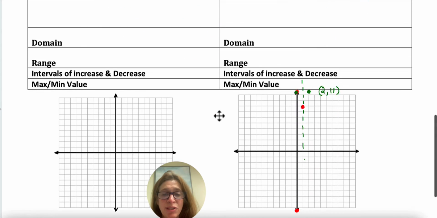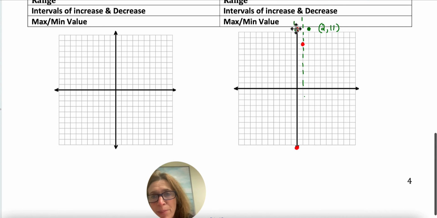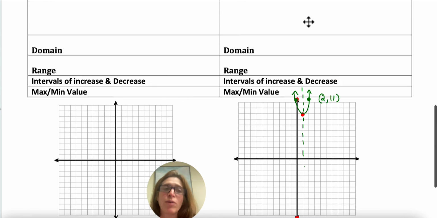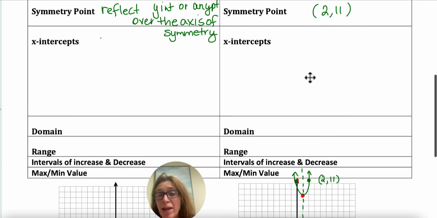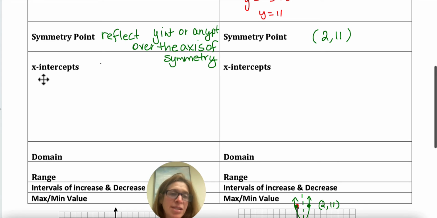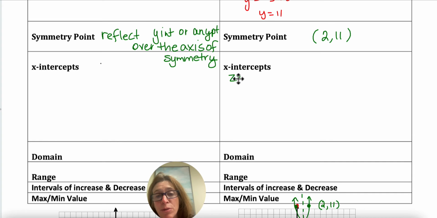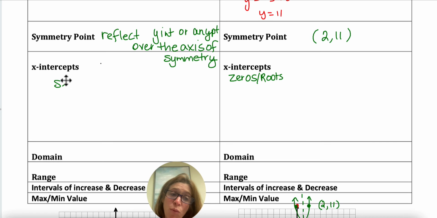Okay. X-intercepts. Well, I think we can see this opens up and it's opening like this. So therefore, we have to really be careful and see there's no x-intercepts. So in this case, we want to think, though, there could be zeros or roots. So how would we find those? So we're going to go through the process of finding them so you know what to do if there are x-intercepts. So to find the x-intercepts, we set y equal to 0 and solve for x.